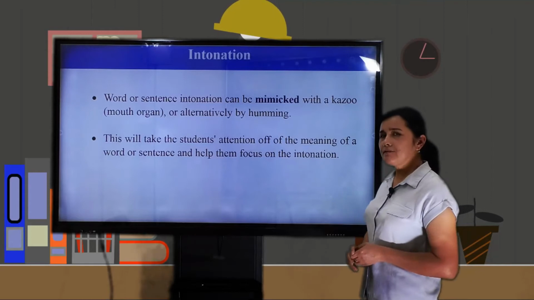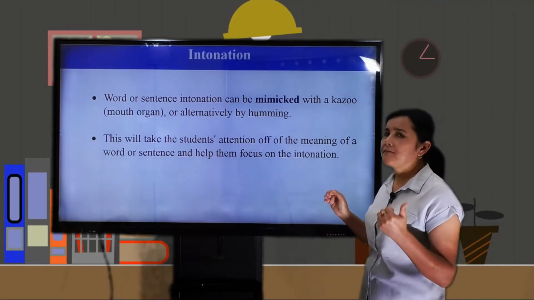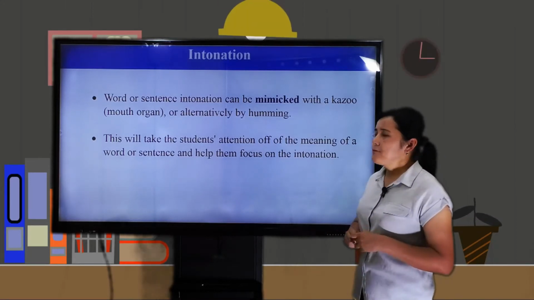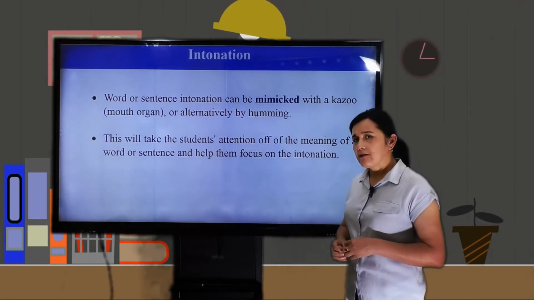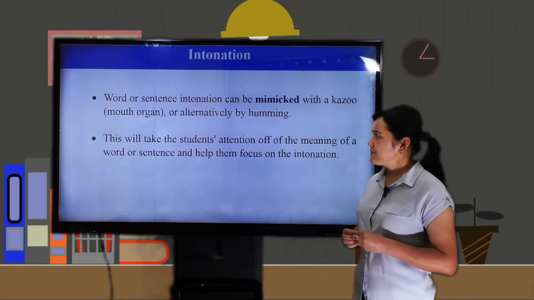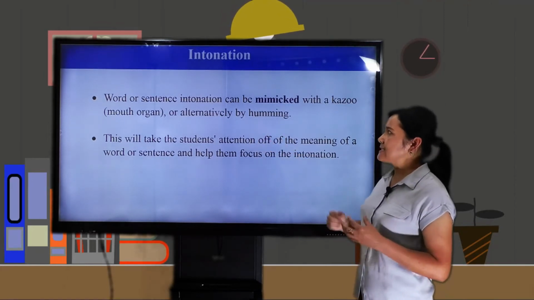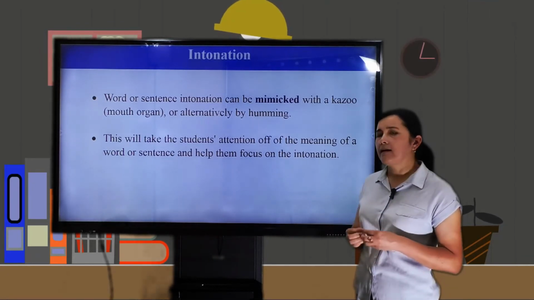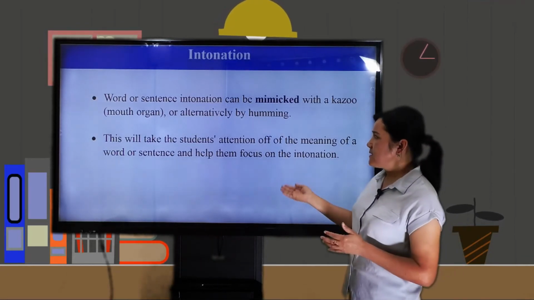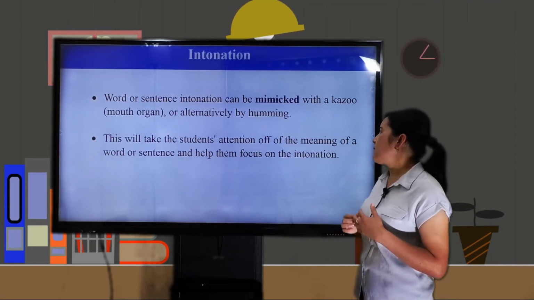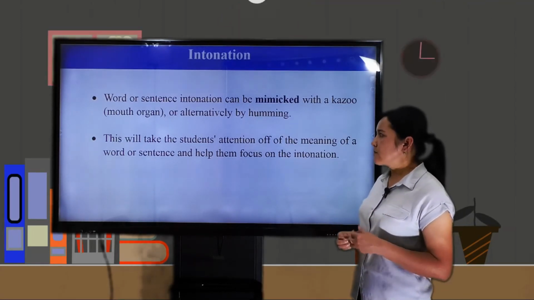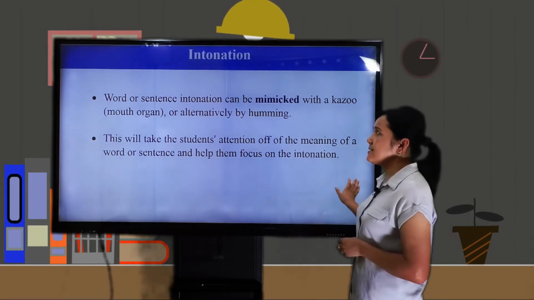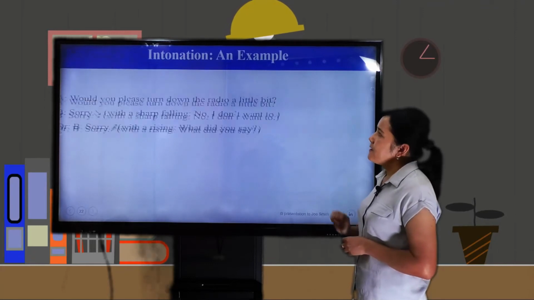Intonation. As you know, intonation is also very, very important. If you use intonation correctly, your speech sounds natural. Word or sentence intonation can be mimicked with a kazoo or alternatively by humming. This will take the students' attention off the meaning of a word or sentence and help them focus on the intonation. And let's see the example.